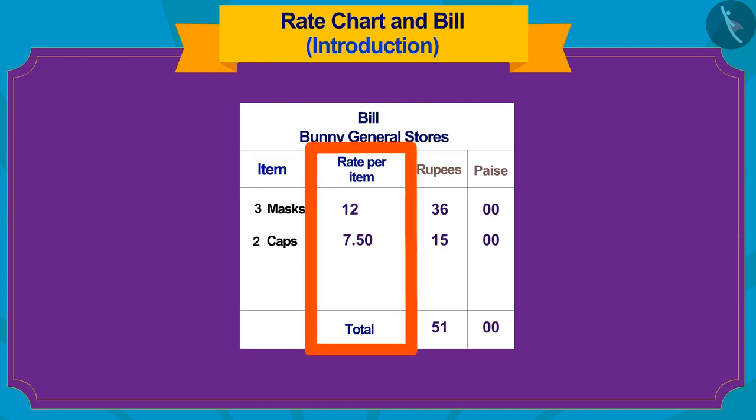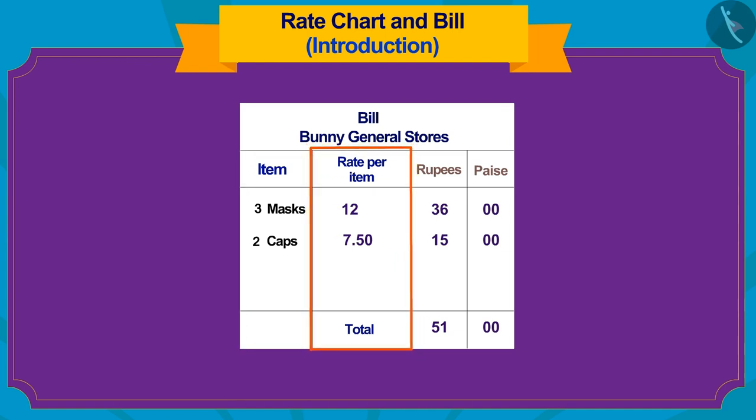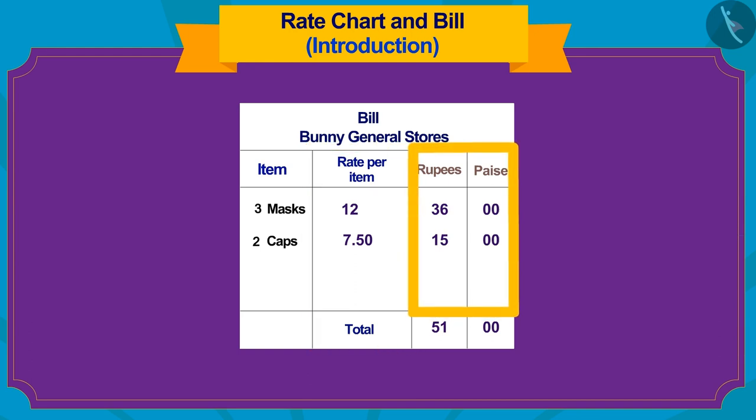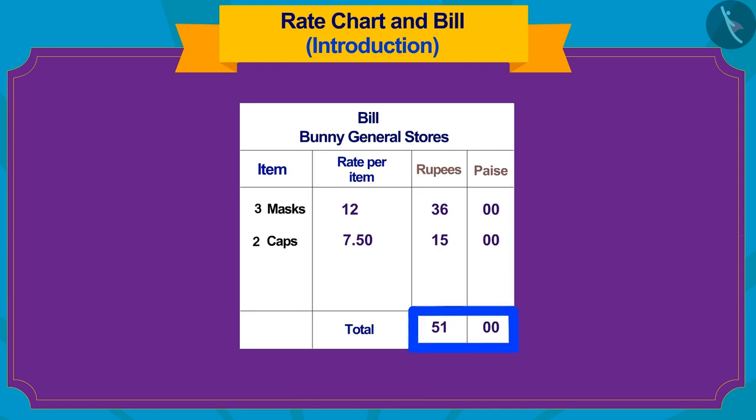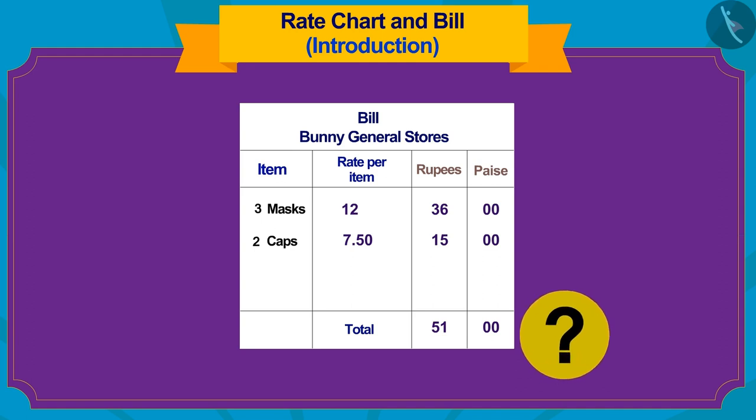This is the rate per piece. And here, the total cost of each item is written in rupees and paise. And in the end, is the total price of all these purchased items. Can you tell how Bunny wrote this total price?